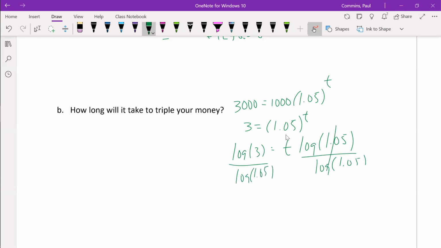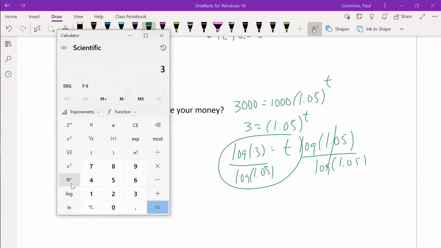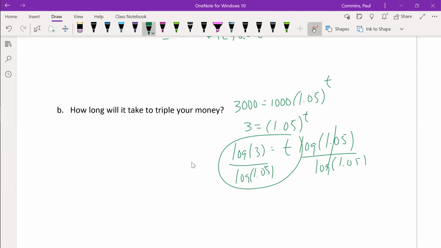T is equal to log of 3 divided by the log of 1.05. Plug that in the calculator: take the log of 3, divided by the log of 1.05, and we get 22.517 years, which seems about right.